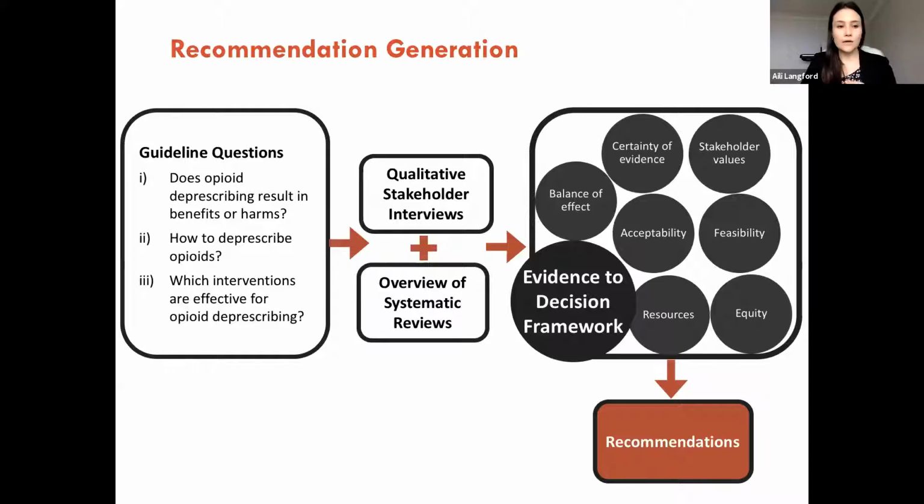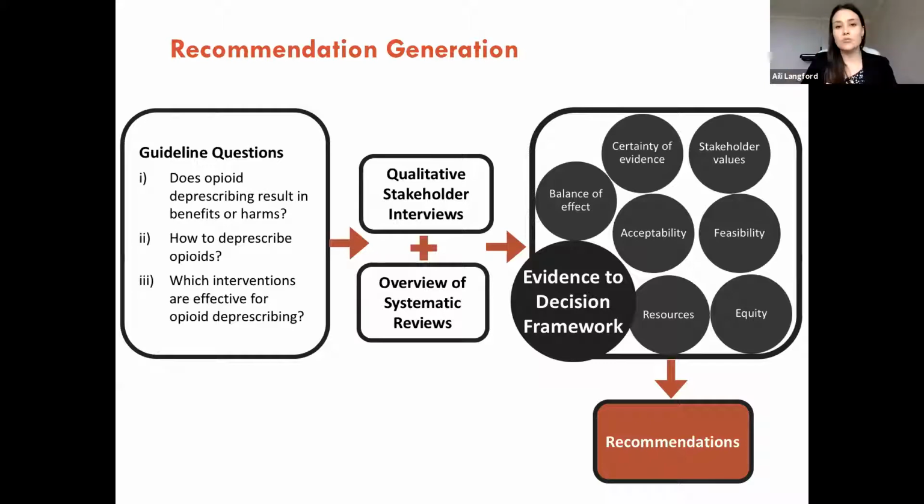And on the screen here, I've got a flow diagram of how we went from our guideline questions, combined that with our evidence and our stakeholder studies, and then used the GRADE evidence to decision framework to structure, I suppose, our analysis of different factors which may influence recommendations.